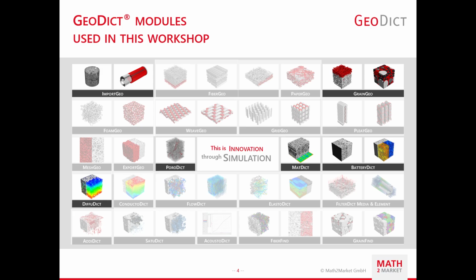The modules we are going to use during this workshop are the Import Geo module, Grain Geo, PoroDict and MatDict, BatteryDict module, and the DiffuDict module for calculating the tortuosity. You can see in grayed out that there are a lot of other possibilities and modules available in GeoDict, which allow you to cover a wide range of applications.